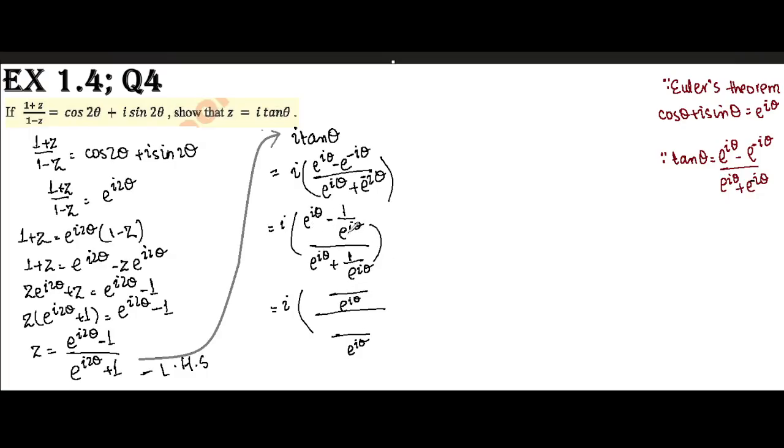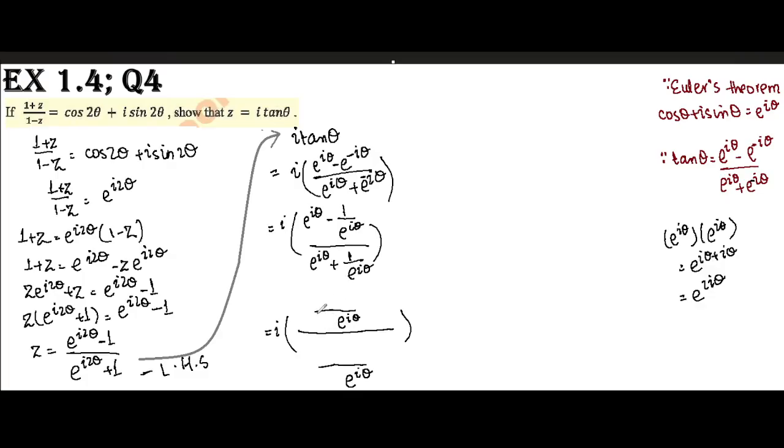Now we are going to solve it. We multiply this term with this term, so we have e^(iθ) into e^(iθ). The bases are the same, so we add the powers: iθ + iθ. So we get e^(2iθ). We write it over here: e^(2iθ).